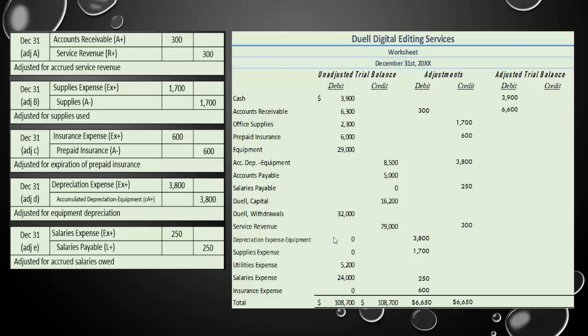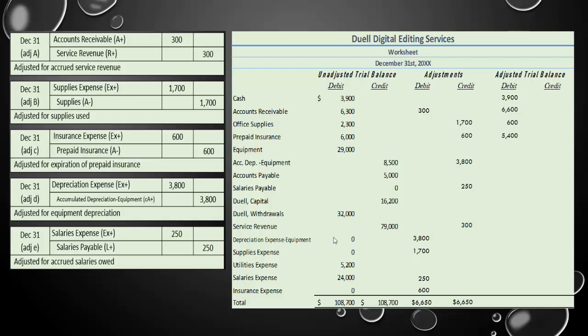Office supplies had a debit balance of $2,300, but we credited it for $1,700 in our adjustments. They're on opposite sides, so we subtract the adjustment amount from the unadjusted balance, and $2,300 minus $1,700 means we're going to have a debit balance of $600 because the debit side was bigger to start with. Prepaid insurance had a $6,000 balance. We credited it for $600, which means its balance is now going to be $5,400. Again, they're on opposite sides, so we subtract the credit amount from our debit balance to get down to a debit balance of $5,400.